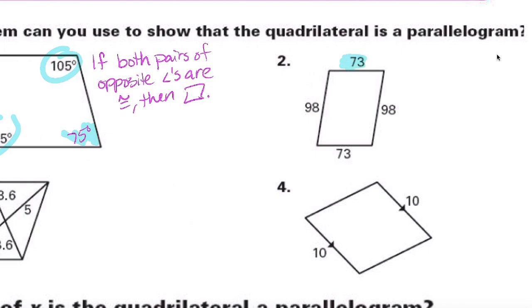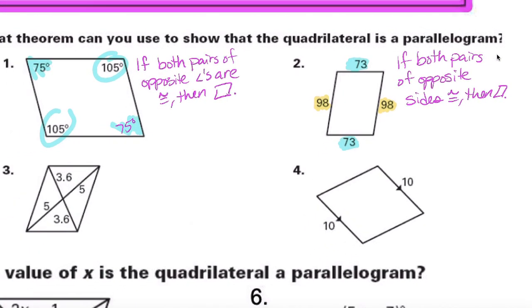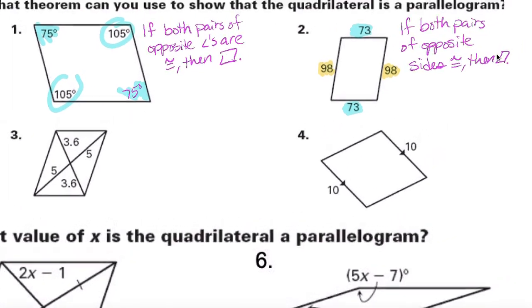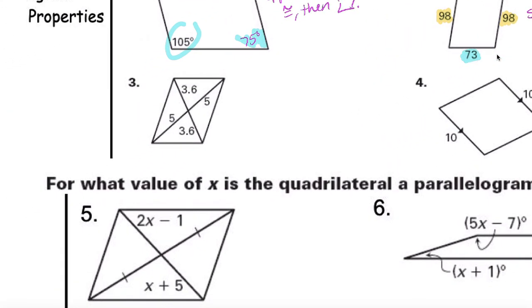On question 2, you can see that the opposite sides are labeled, and we can notice that they are equal to each other. So we would say if both pairs of opposite sides congruent, then parallelogram. So we're using both pairs of opposite sides congruent in order to show that. If you write this reason and you forget to put both in there, it would be marked incorrect. So be sure that you are very carefully wording your reasons.